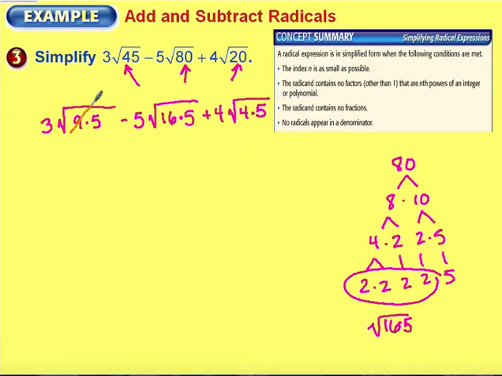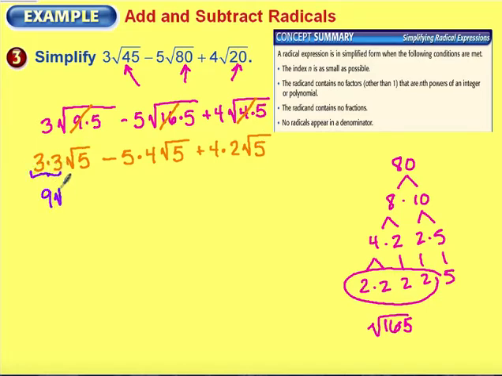So I can pull the square root of 9 and make that 3. So I have the 3 on the outside, the 3 that pulls out, times the square root of 5. Minus 5, I can pull out the 16, comes out as a 4. And then plus 4 times, I can pull out the square root of 4 and make that 2 times the square root of 5. Now, quick multiplication of what's on the outside.